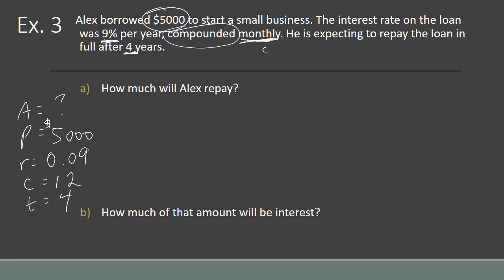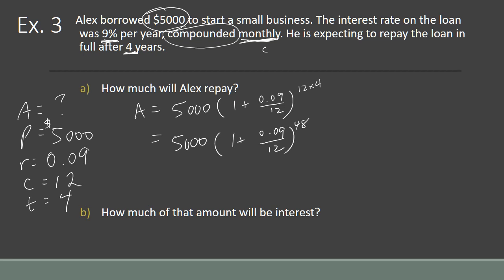I'm going to go right to filling stuff in. If you need to, you can write out the formula. Starting amount, 5,000. 1 plus 0.09 divided by 12. And then your exponent, C times T, 12 times 4. Do that exponent calculation first. 12 times 4 is 48. And then enter that into your calculator just like you see it. Go to 2 decimal places. You should get $7,157.03.